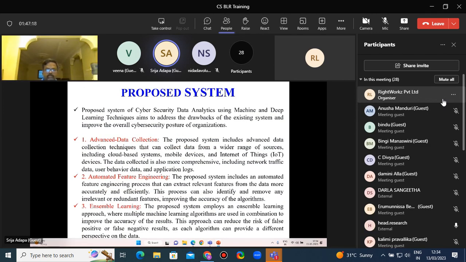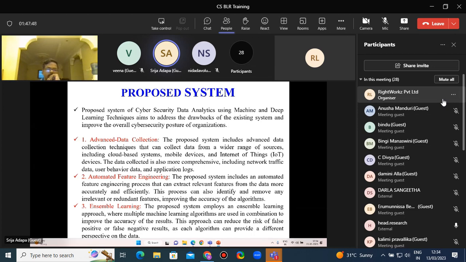This is the proposed system of cybersecurity data analytics using ML and DL techniques, which aims to address the drawbacks of existing systems. Advanced data collection. The proposed system involves advanced data collection techniques that can be used to collect data from a wider range of sources, including cloud-based systems, mobile devices, and IoT devices. Automated feature engineering.